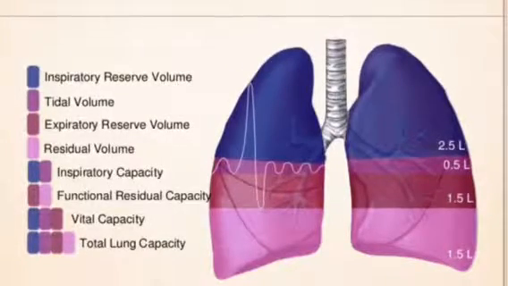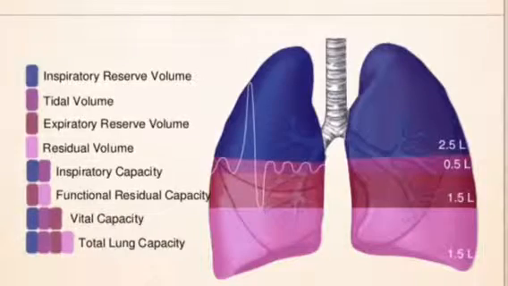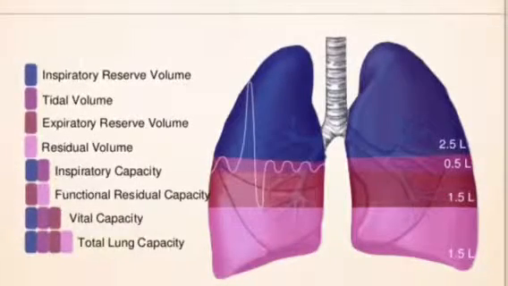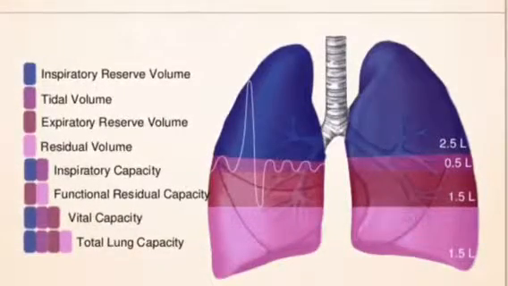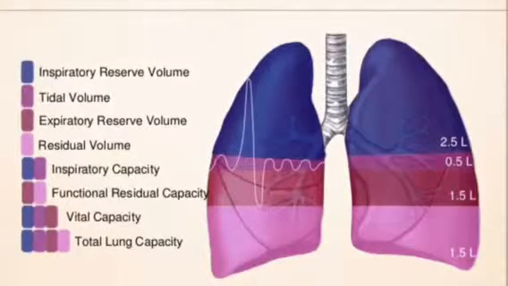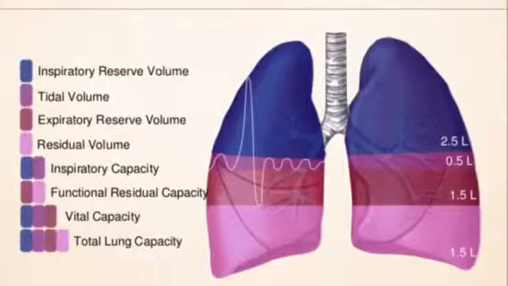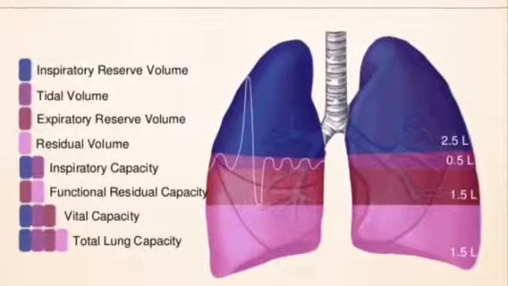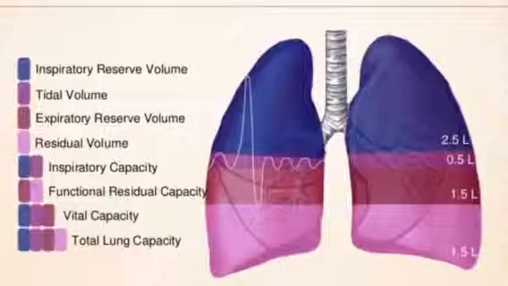Residual volume is the amount of air left in the lungs after maximal expiration. Total lung capacity is the volume of air contained in the lungs after maximal inspiration, and the volume is usually between 4,000 and 8,000 cubic centimeters, with 6,000 cubic centimeters for an average size male. And all in all, this is the respiratory system.